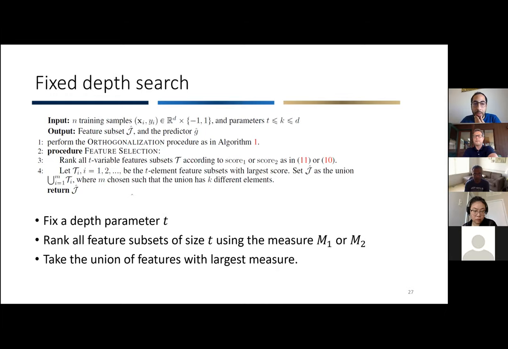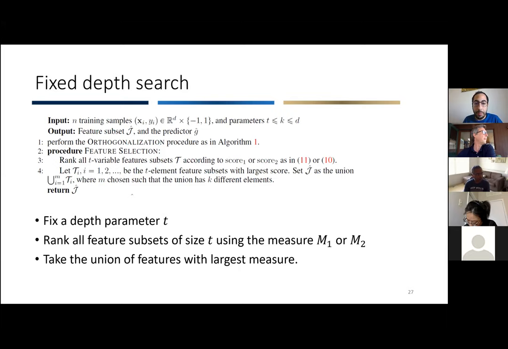And here's the rough idea in the algorithm. Instead of doing the exhaustive search, we are going to limit the depth of our search. So let's take a parameter T. T can be very small. Let's take it 2.